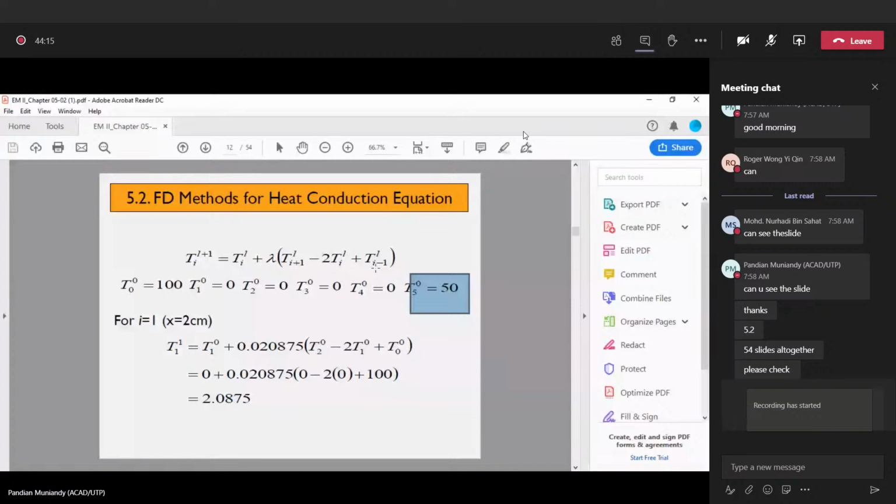Use your calculator, calculate this value, make sure you get 2.0875. Make sure all of you can get this value. Can you use your calculator, calculate please? Can you get 2.0875? Hello? Can you get the value? Muhammad Ali?